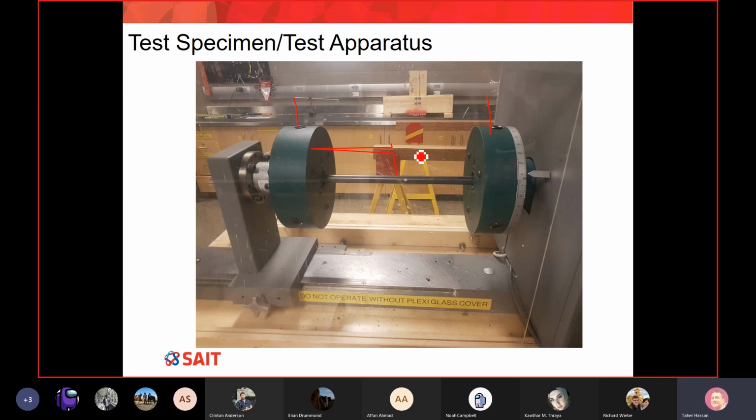As I said, we have two heads. One is fixed, it doesn't rotate, on the left. And then on the right here, we have a rotating head. We simply clamp the specimen in between. And let's see what happens during the test.